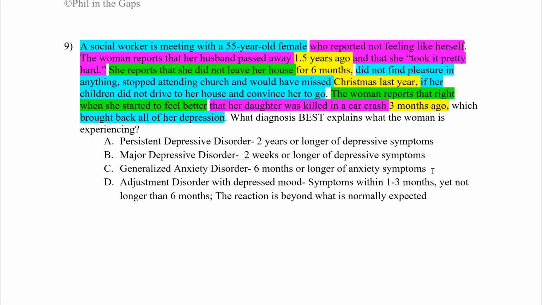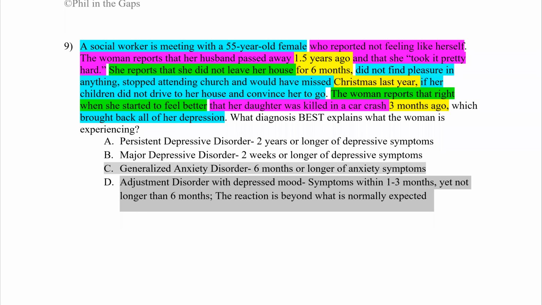So right off the bat, we're going to rule out C. Why? Because she's not anxious in general, doesn't have any anxiety symptoms in any way, shape, or form. So that's going to be ruled out. And the length of time would mesh there, but doesn't really fit the bill. We're also going to rule out D. Why? Because the symptoms have to occur within 1 to 3 months, yet not longer than 6 months. And she's been having it for a year and a half and then 3 months.